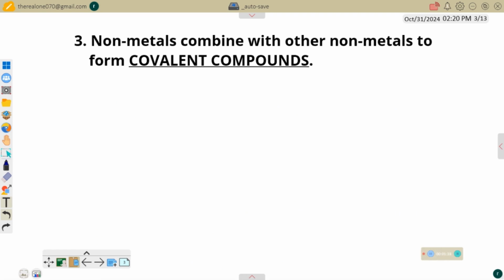Non-metals combine with other non-metals to form covalent compounds. So now the reaction or the chemical combination between two non-metals will lead to a covalent compound. Covalent compounds are compounds that are formed by the combination of two elements that share electrons, in which there is sharing of electrons between the two elements. The opposite is electrovalent compound. In those, there is transfer of electrons between them, but in these, there is sharing of electrons instead of transfer. Examples, we have the following.